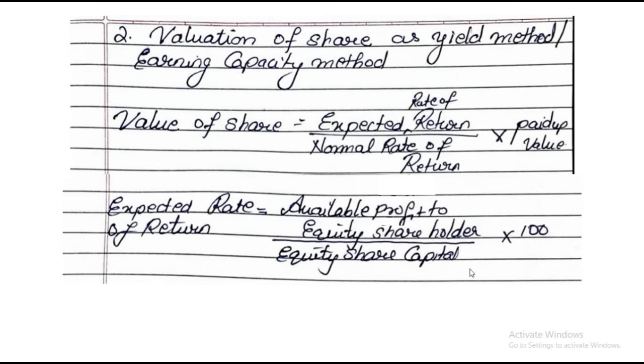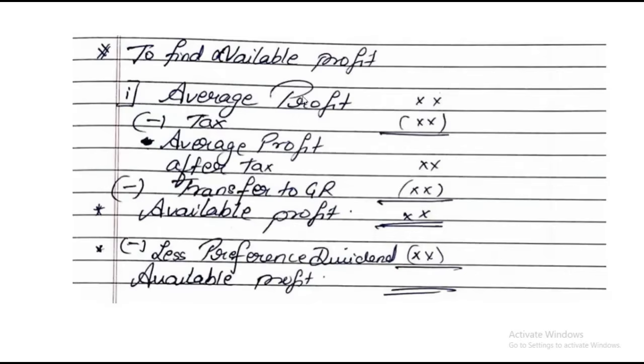So for finding the available profit, there's a format. To find the available profit, the formula is basically average profit before tax less tax will give you average profit after tax. Once you get average profit after tax, less all the transfers to general reserve if any available, and less preference dividend if anything is available. So whenever you transfer to general reserve or to preference shares, whatever amount is available after that is nothing but the available profit.